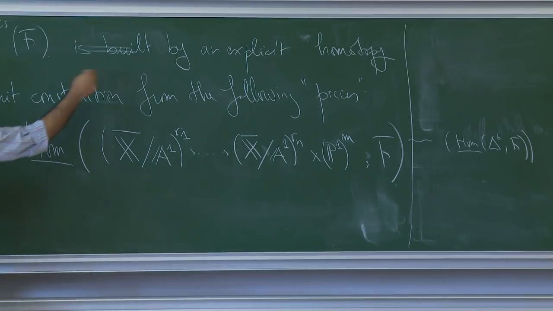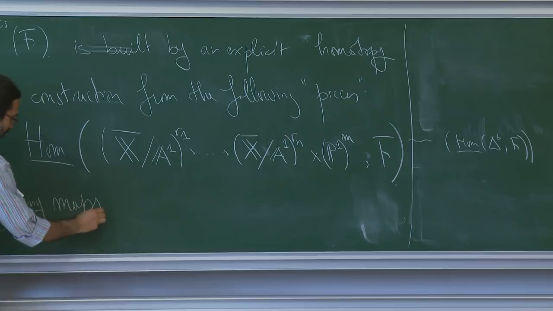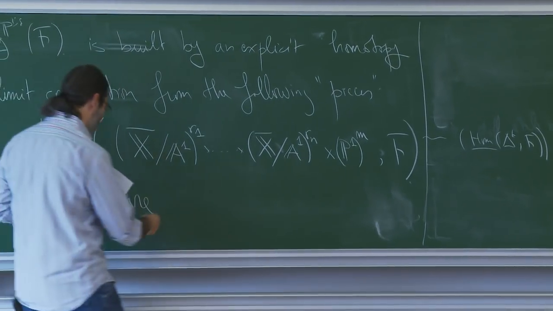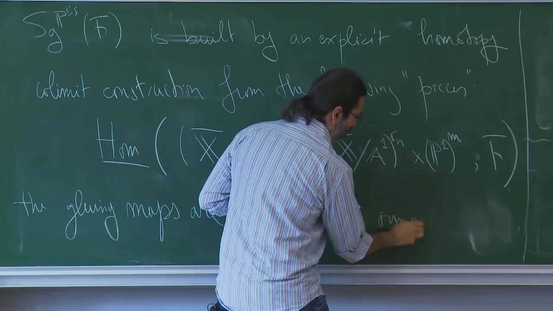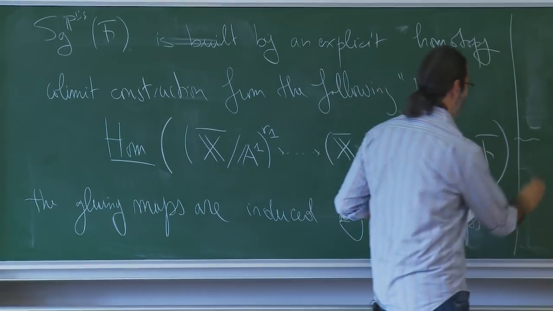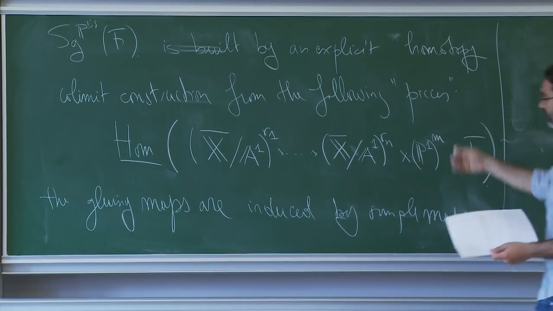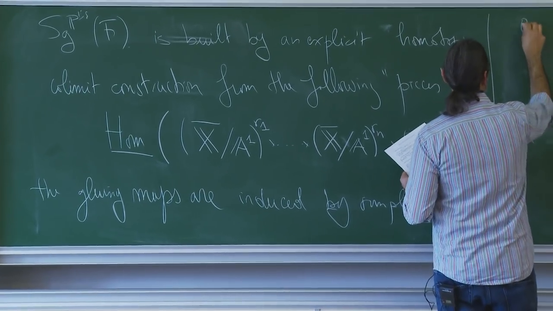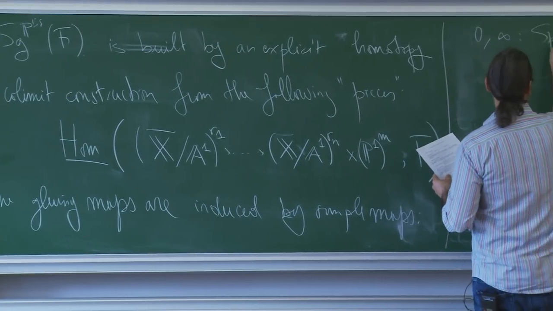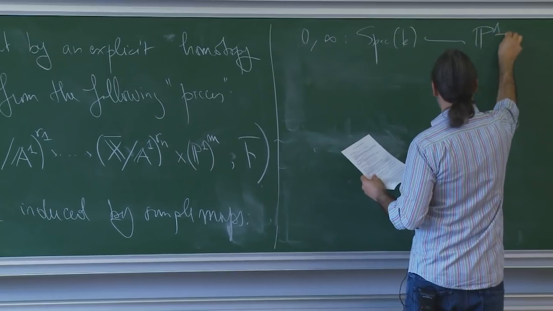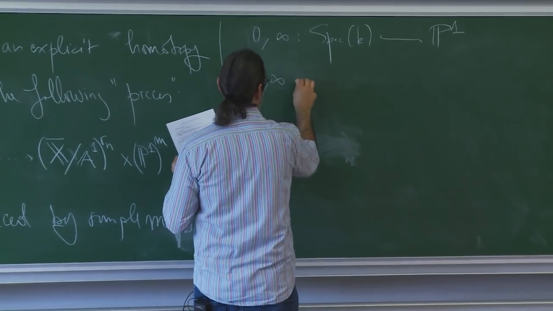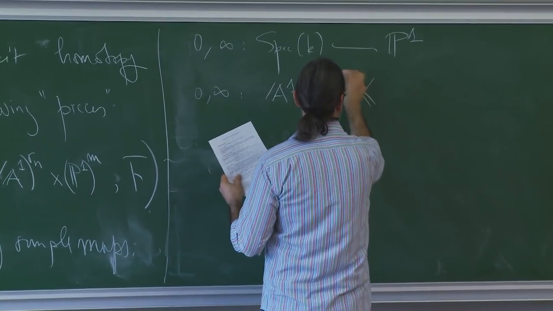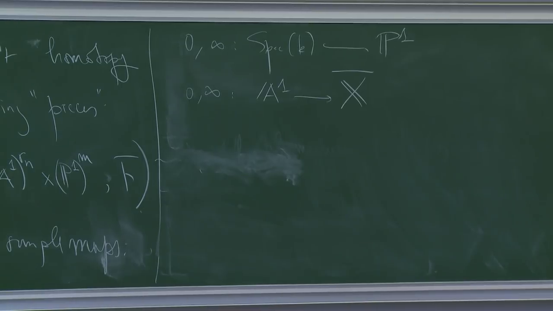The gluing maps that are needed to do the homotopy colimit are induced again from simple maps, all the maps that you can imagine essentially between these. So you have 0 and infinity from Spec k to P1. This will induce maps on this factor. There are also 0 and infinity from A1 to X bar. So X bar has two sections which are isomorphic to A1, at 0 and infinity.